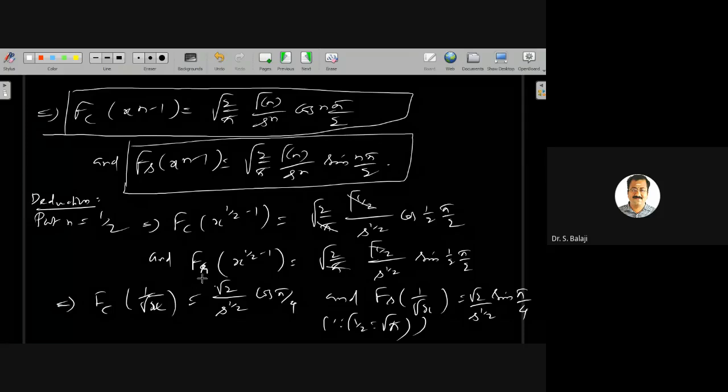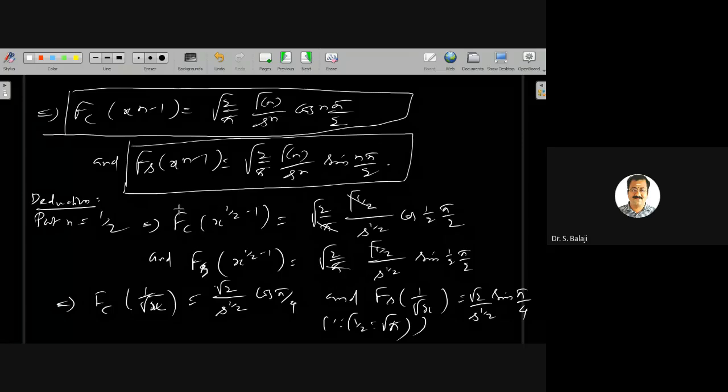Fourier sine transform of x power 1 by 2 minus 1 equals root 2 by pi, gamma 1 by 2 by s power 1 by 2, and so on. Everyone knows that gamma 1 by 2 equals the square root of pi. Here the gamma 1 by 2 root pi gets cancelled.